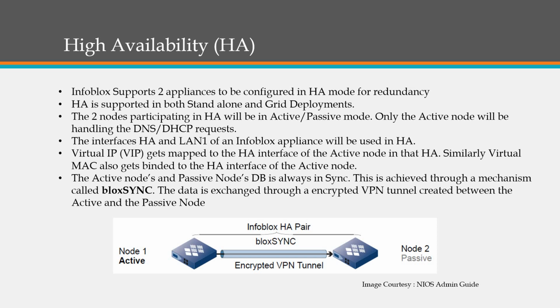Now, like I said before, the active node's and passive node's databases are always in sync. This is achieved through a mechanism called block sync. The data is exchanged through an encrypted VPN tunnel created between the active and passive node. And the image that you are seeing shows how the block sync happens and how the data between the active and passive nodes is always in sync.